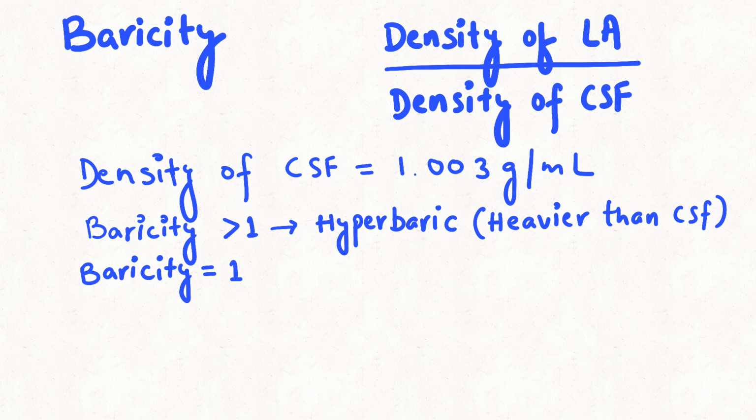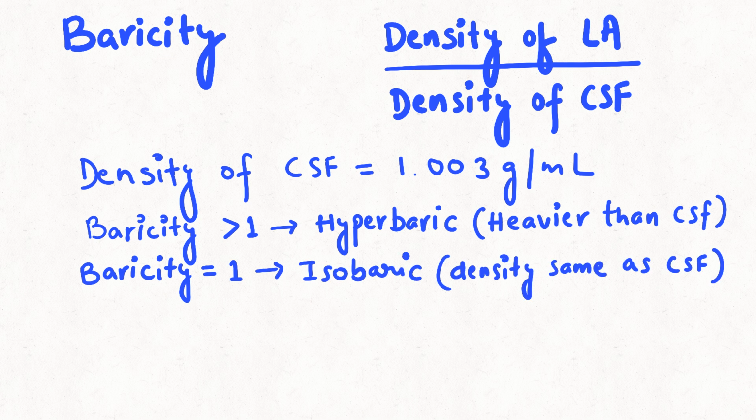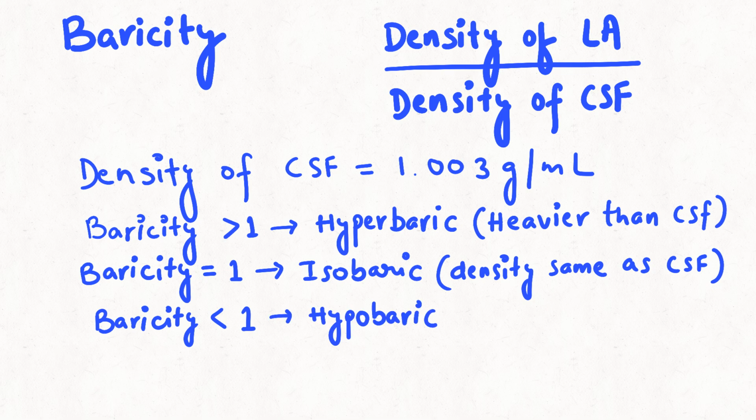Baricity equal to 1 is isobaric, meaning the density is the same as CSF. Baricity less than 1 is hypobaric, which means it is lighter than CSF. It rises against gravity to the non-dependent part.